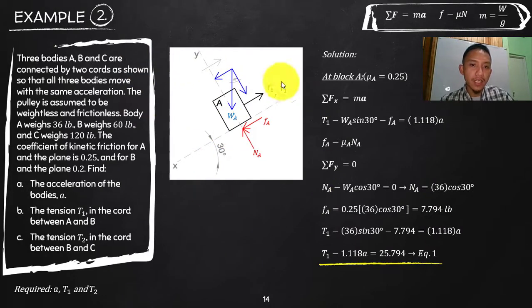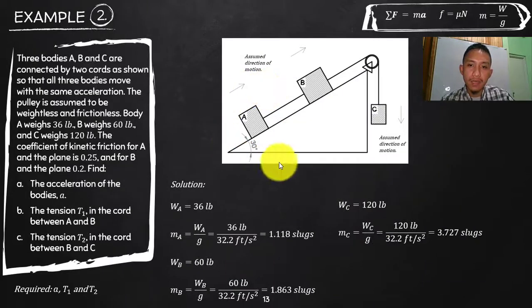So let's try to break down the system. So let's focus on your first block. I will cut the string here. You will expose the tension. So let's put there T sub 1, and the tension here is T sub 2, since they are different. Do not just use T, because of course they have different values. So let's say T sub 1 and T sub 2.